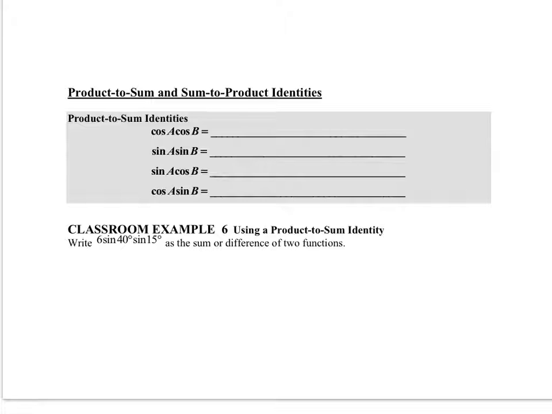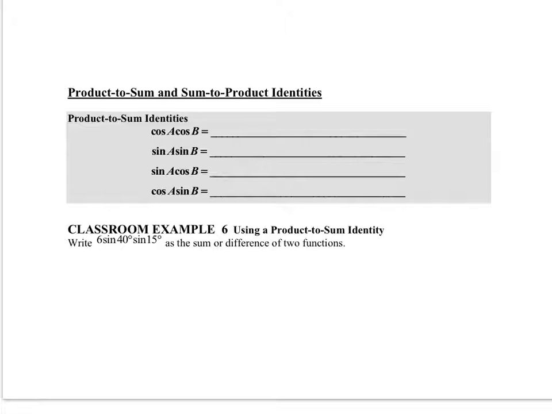Now, we have some other identities that we're going to need to use. They're also on that sheet. These are product to sum and sum to product identities. In other words, if we have two ratios being multiplied together, notice we're only looking at sines and cosines. This would give us an alternate way that we could rewrite this.